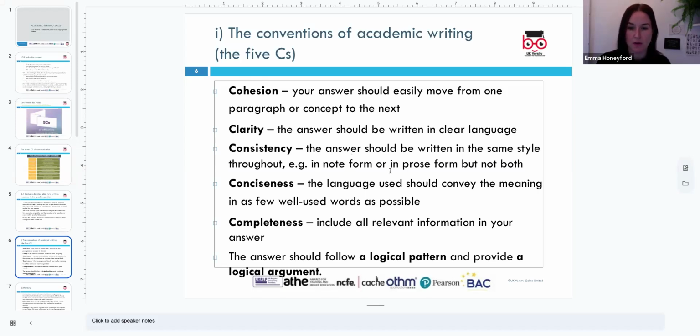So in note form or in prose form, but not both. Keep it consistent. And conciseness: the language used should convey the meaning in as few well-used words as possible. So try not to be too repetitive in the ideas that you are delivering in the answer. And then you have completeness. Include all relevant information in your answer. The answer should follow a logical pattern and provide a logical argument.